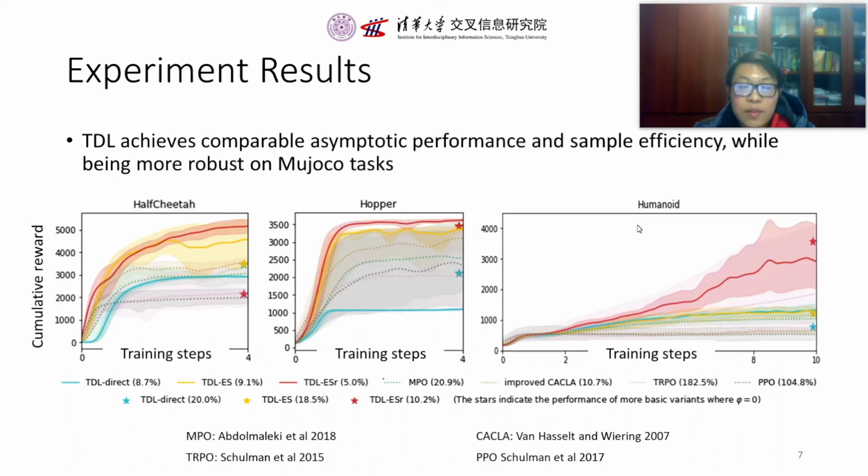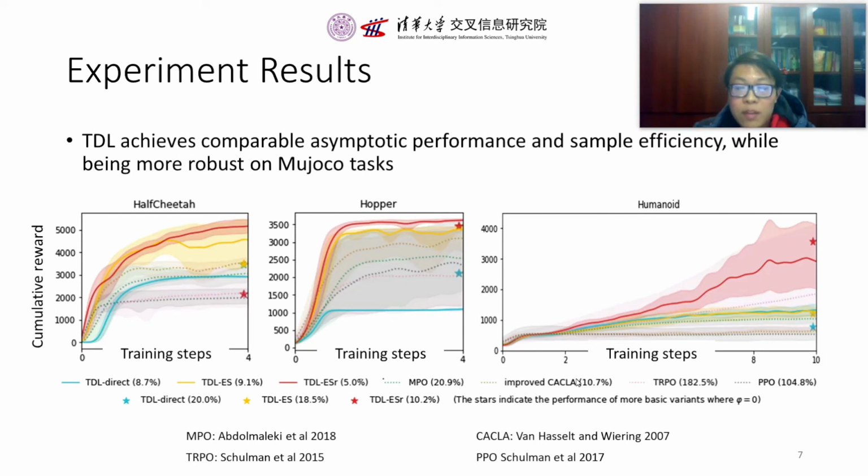Next, we are going to present 4 sets of our experiments. The first set of our experiments is on the standard benchmark tests from MuJoCo. Here in our slide, we only put 3 of the tasks. The lines in the figure are the training curves of the algorithms, and the stars indicate some more basic versions or ablated versions of our algorithm. The results show that TDL achieves a comparable asymptotic performance and sample efficiency to some state-of-the-art algorithms.